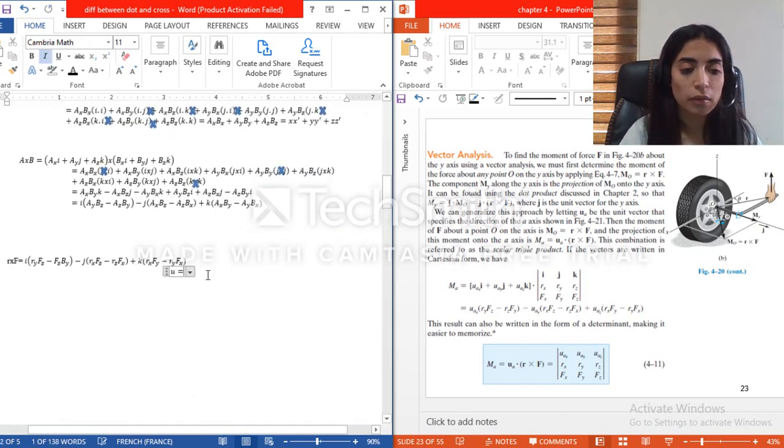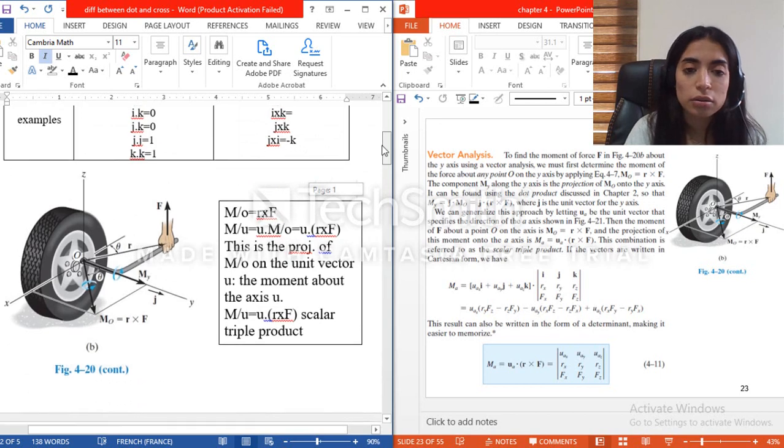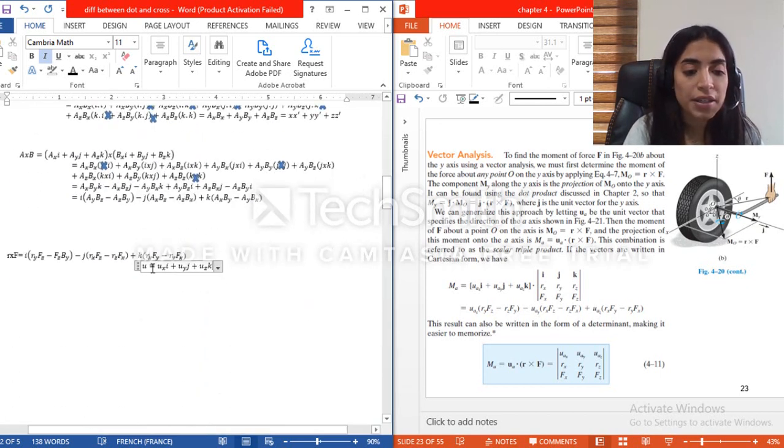Basically in vector form. Now what is u? U is the unit vector of any axis. So it is defined as ux i plus uy j plus uz k. So this is u, and my objective is to find u dot r cross f. R cross f is given by this vector here, and u is given by this vector here.